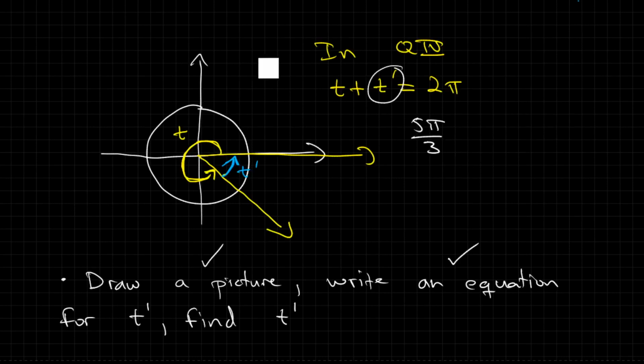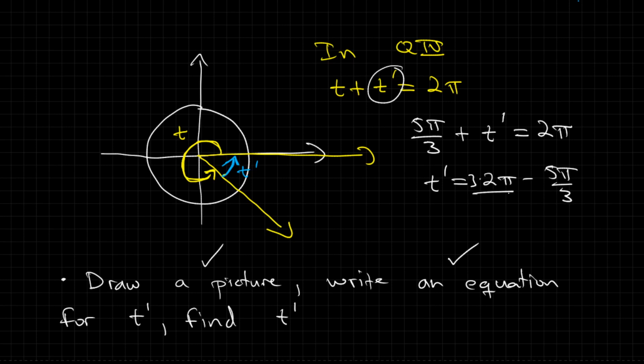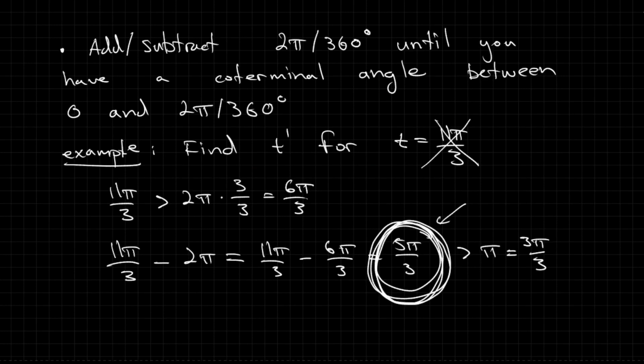So our T value, 5 pi over 3, plus T prime, which we don't know. That's the whole point of this exercise, we're trying to figure out what is the reference angle that is equal to 2 pi. And so in order to find the reference angle, I can subtract 5 pi over 3, and I get that T prime is equal to 2 pi minus 5 pi over 3. And on multiplying by 3 over 3 to get a common denominator, I find that my reference angle, T prime, is pi over 3.